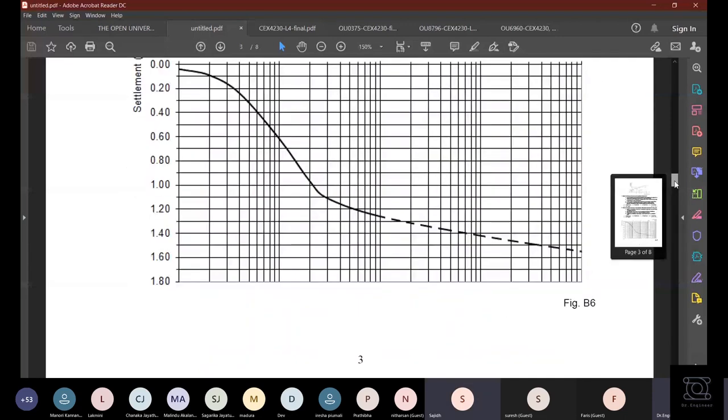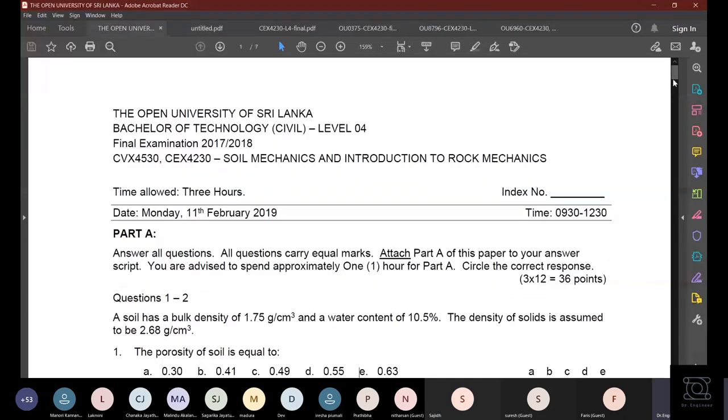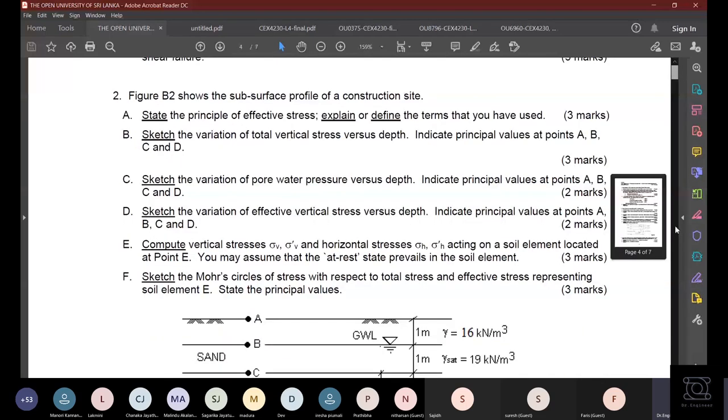So when it comes to your last year paper, the 2017-18 paper, the paper is entirely based on tricky parts, except the first two questions. The first question is from triaxial tests. The second is your simple stress variations. And after question three, question four, those things you don't have in the new syllabus.